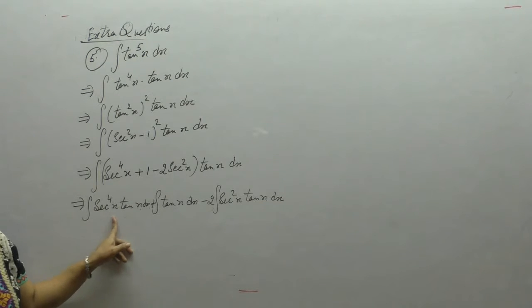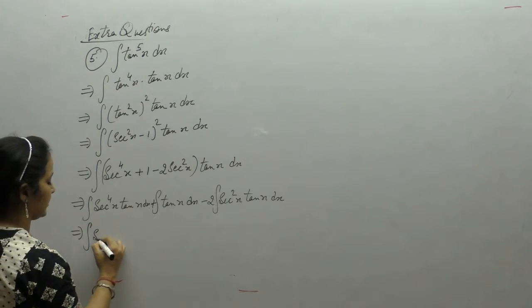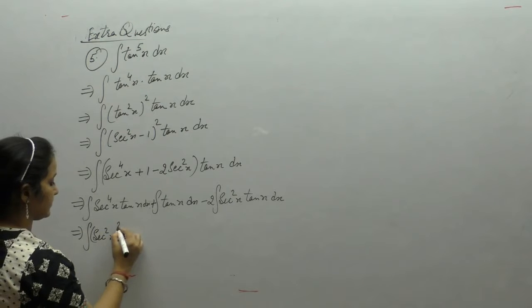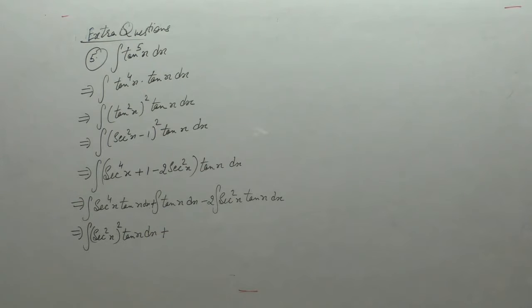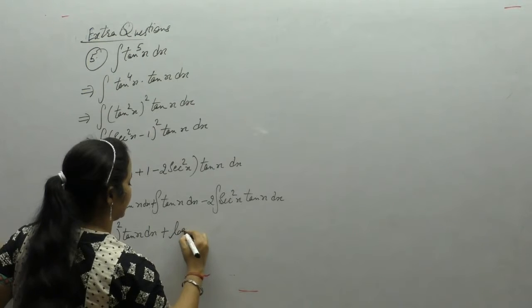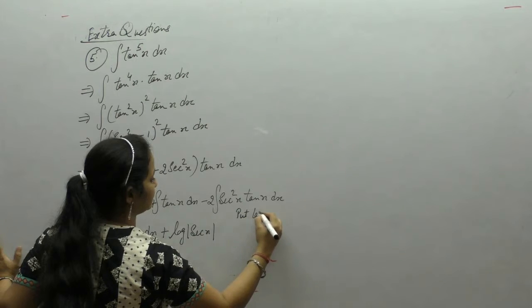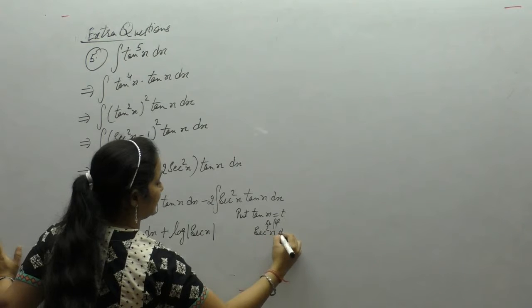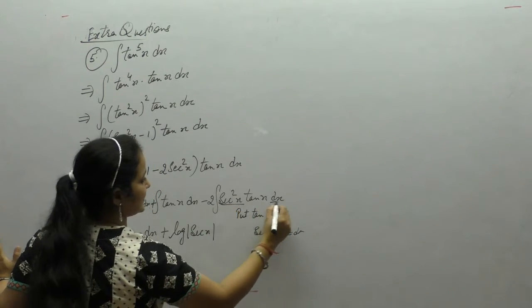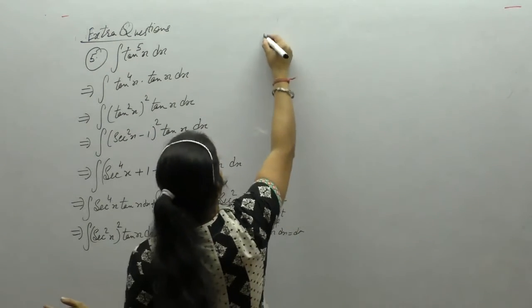Now in place of sec 4x we write it as (sec square x) square. Integral of tan is minus log of cos x, or log of sec x. Integral of tan is log of sec x, and here we put tan x as t. Derivative of tan is sec square x dx as dt, minus 2t dt.